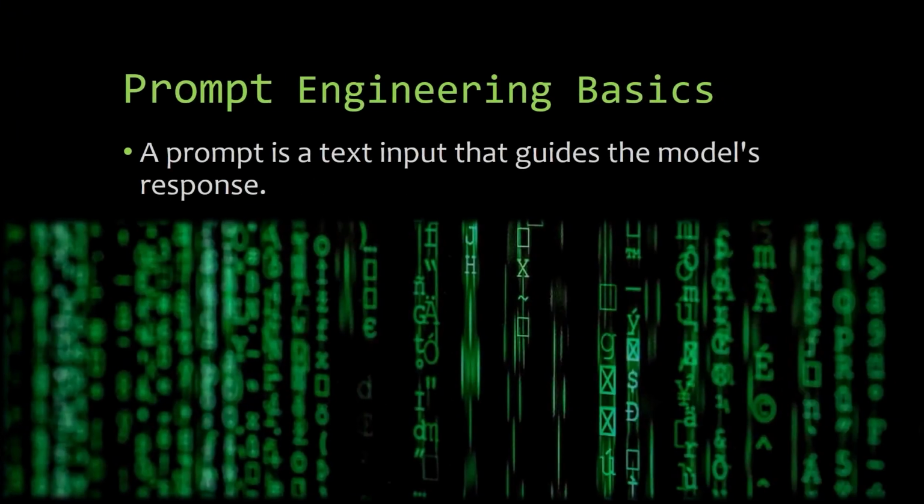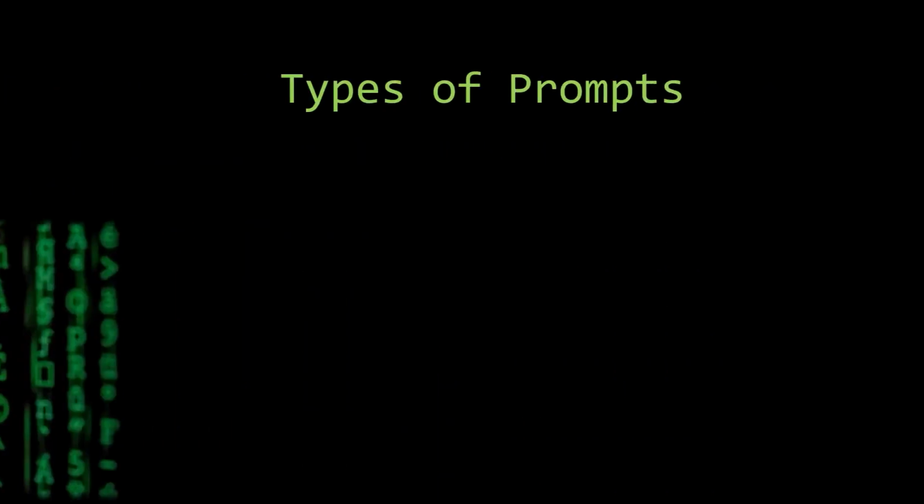Now, a prompt is a text input that guides the model's response. In this case, our model is ChatGPT. Now, in this modern age where artificial intelligence is evolving really fast, creating effective prompts is an art and a science that requires a deep understanding of the model's capabilities as well as user needs and preferences. So there are actually some types of prompts, and the first one we'll be looking at is information retrieval. This is a type of prompt that is designed to extract specific facts or data from the model.